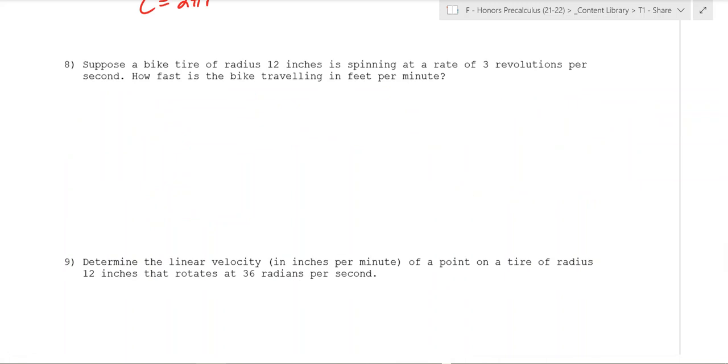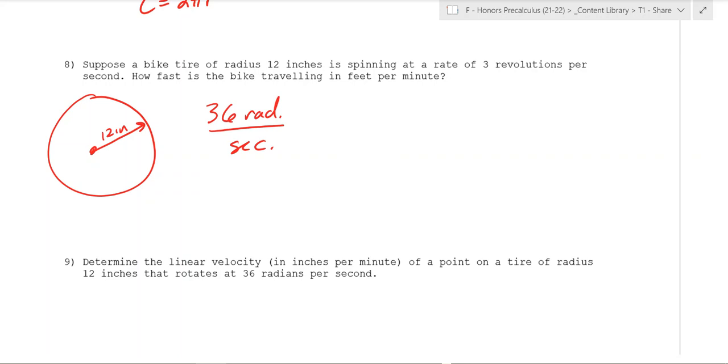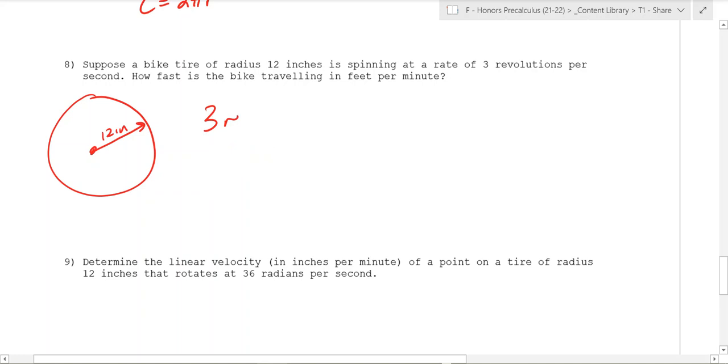So suppose a bike tire has a radius of 12 inches. You have a bike tire radius of 12 inches, spinning at a rate of 3 revolutions per second. It's pretty fast. How fast is the bike traveling in feet per minute? So what's going on here is, you know that it's going 3 revolutions per second. Whoops, small mistake there. I'm sorry. I meant to say it's going to be 3 revolutions per second.